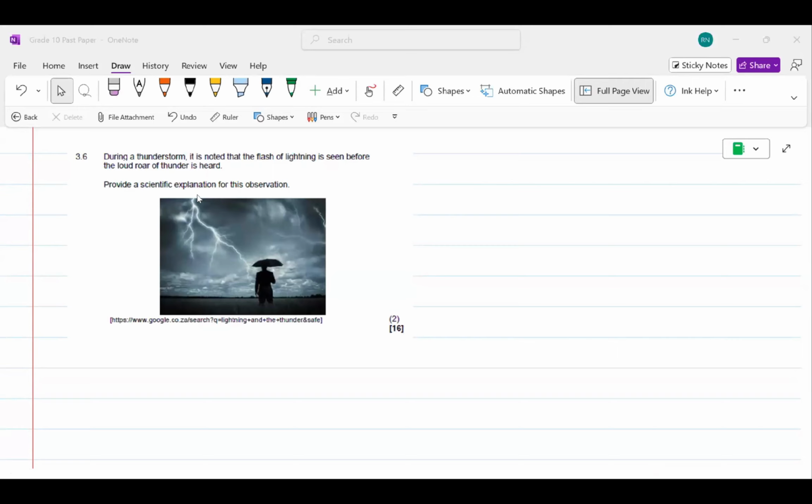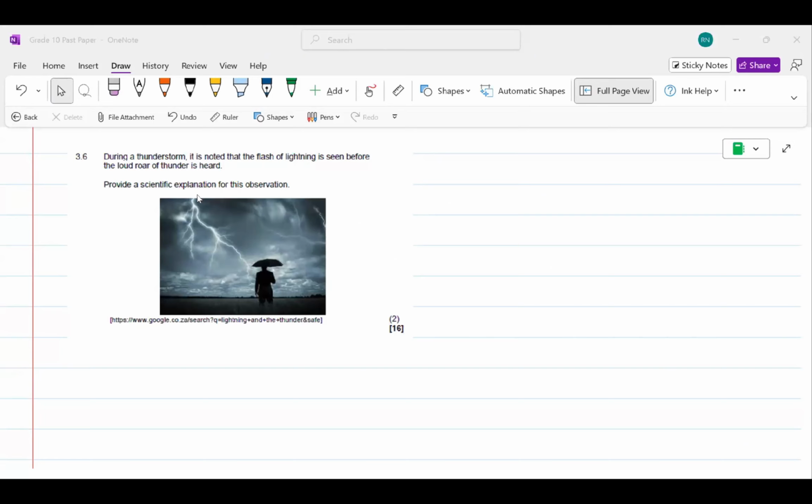Okay, this is because light travels faster than sound. Right, perfect. Well done. The speed of light is faster than the speed of sound, and so we see the lightning a lot quicker than we hear it.